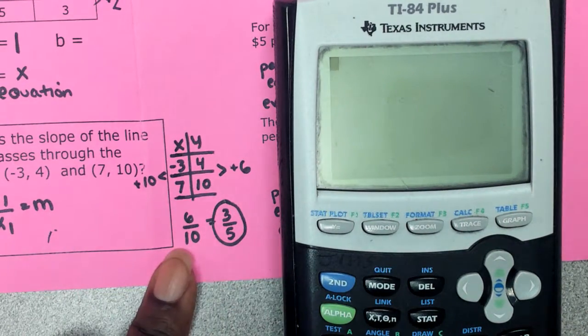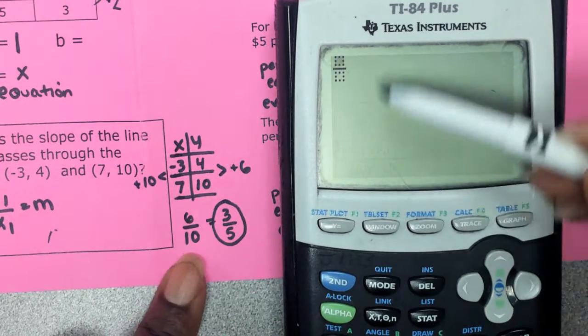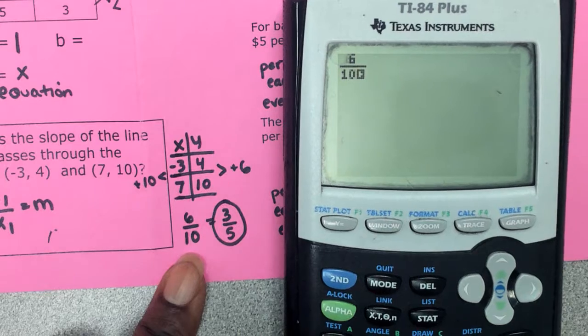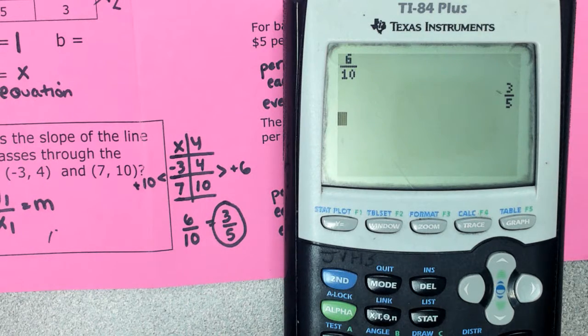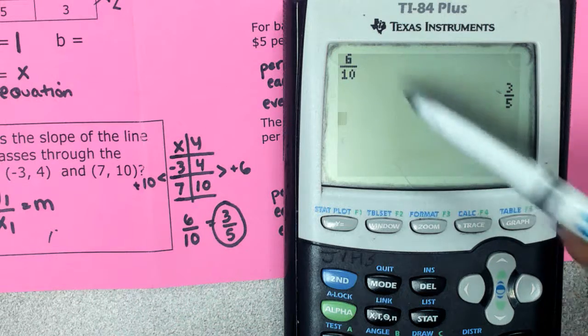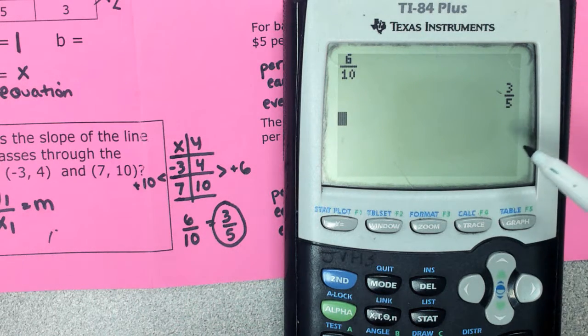Or another way, which I saw some people doing, was they were pressing alpha y equals to get their pretty fraction in there. Once you get it in there, then you press enter and it automatically reduces. So there's 2 different ways to reduce the fraction. If you put it in there and it pops up as the same thing, that means it's already reduced.